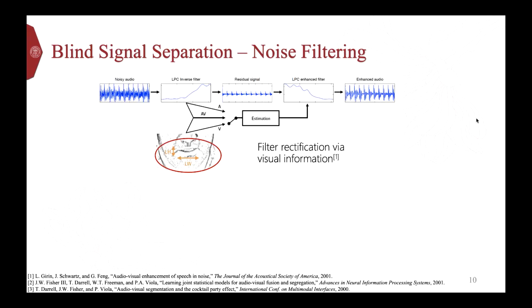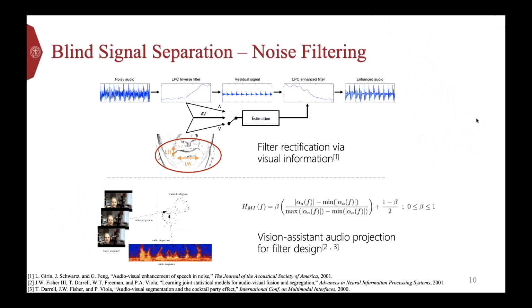But if we want to import the visual information, in this figure, we can capture the mouth shape, its height and its width. And using the height and width, we can capture the mouth shape and correlate the mouth shape with the sound. Then using the visual information, we can better estimate the Wiener filter, then achieve better audio enhancement for the noisy band.